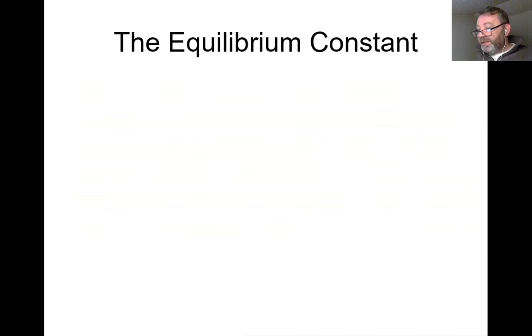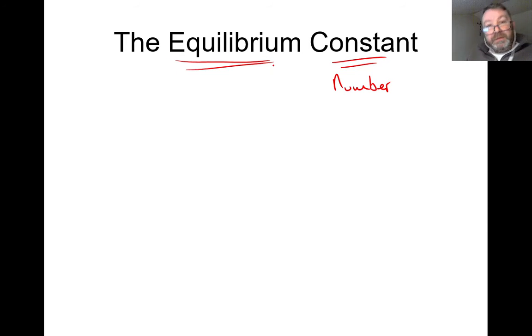Okay, and what is Kc? What is the equilibrium constant? Now, the first thing I want you to notice is this. It's a constant, therefore it's a number. And it's a number that represents the position of equilibrium in any system in which we have a reversible reaction. Keep that in mind, all right? And what we call it is Kc.